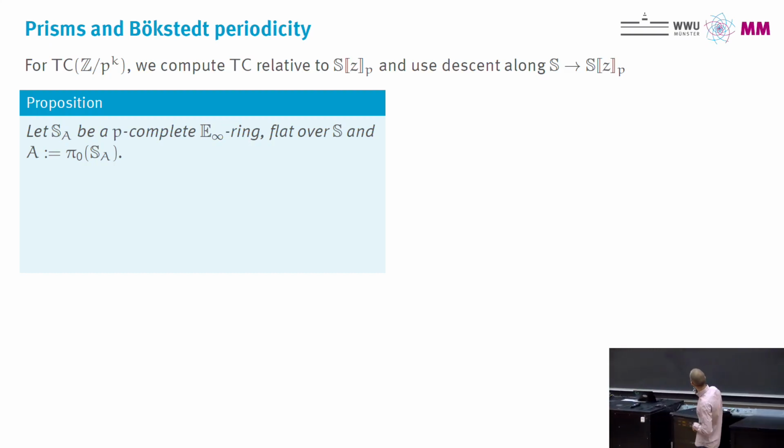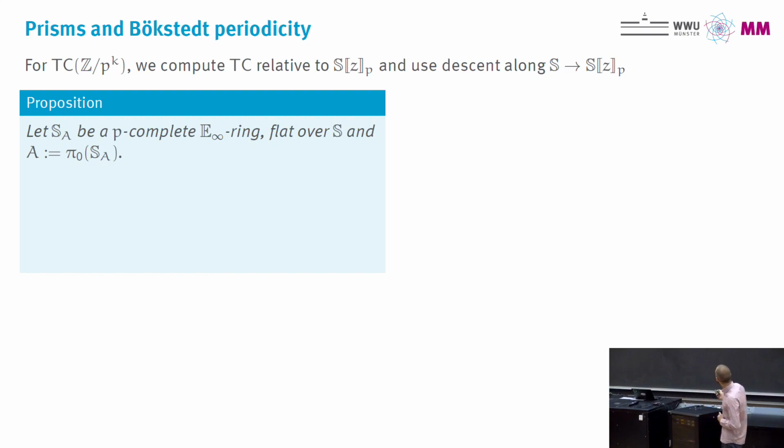That's if we have a ring spectrum, which I call SA, which is a p-complete E-infinity ring, which is flat over the sphere. And I'm denoting it this funnily as SA because I think of it as a sort of fluffy lift, a deformation of the ring A. I have this ring A, pi naught, and then it's a flat deformation of that ring over the sphere. That's the way I think about it.